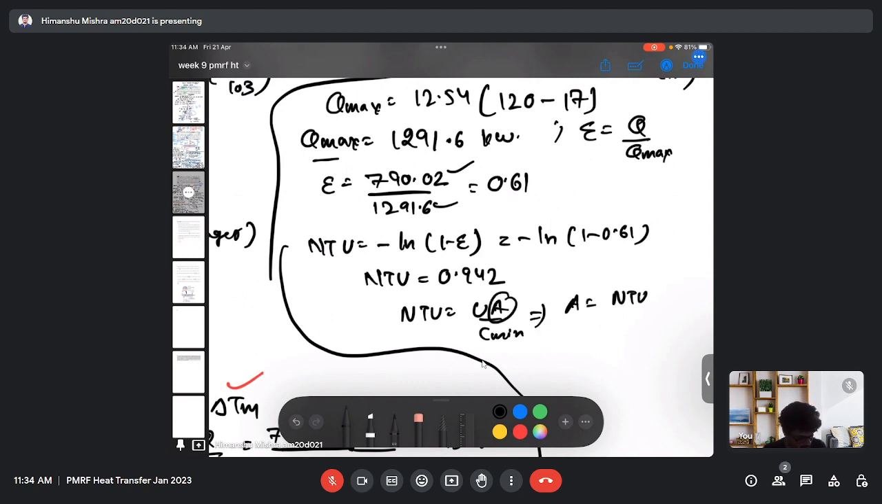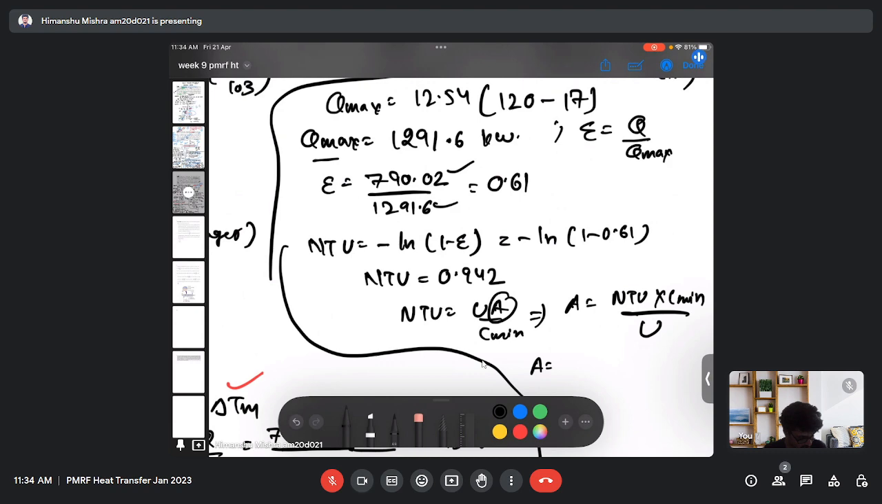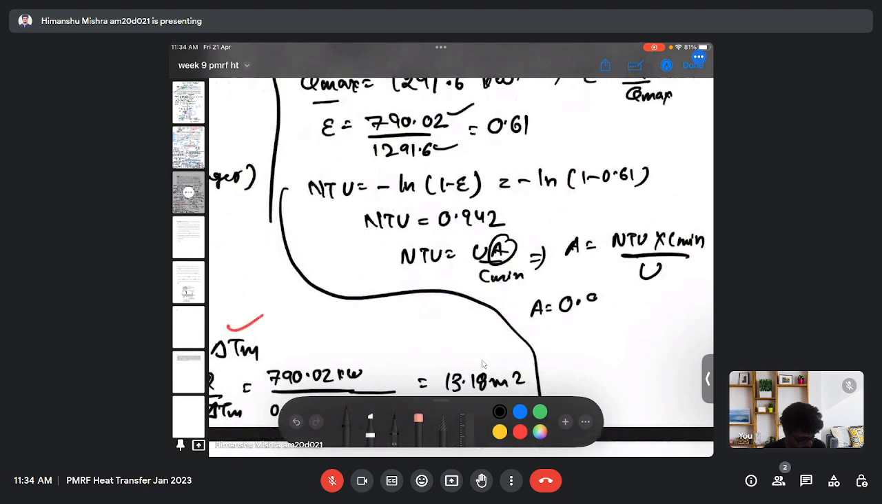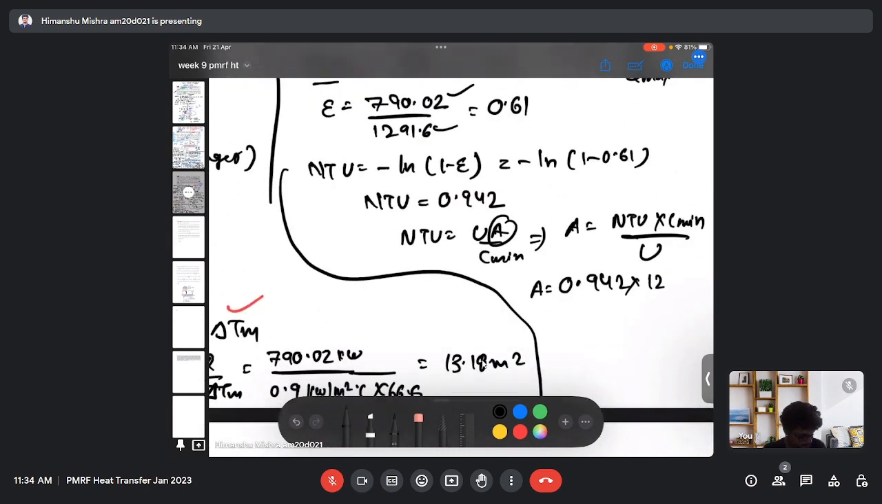NTU equals U A divided by C minimum. Just need to plug in values. C minimum was 12.54. My overall heat transfer coefficient was 0.9 kilowatt per meter square Celsius. So my area will be 13.12 meter square by the NTU method.